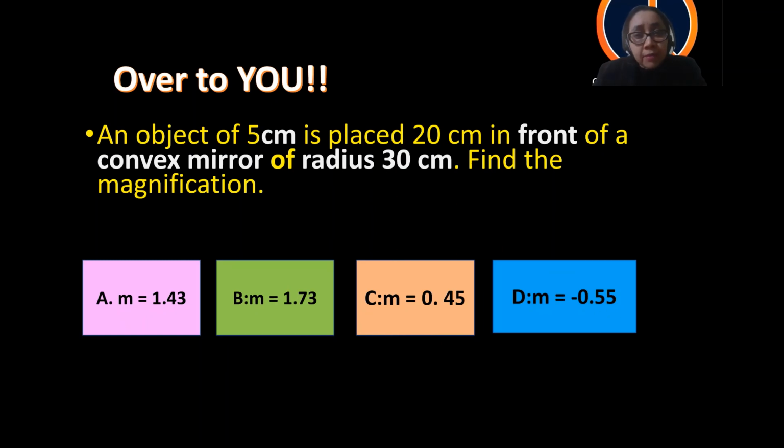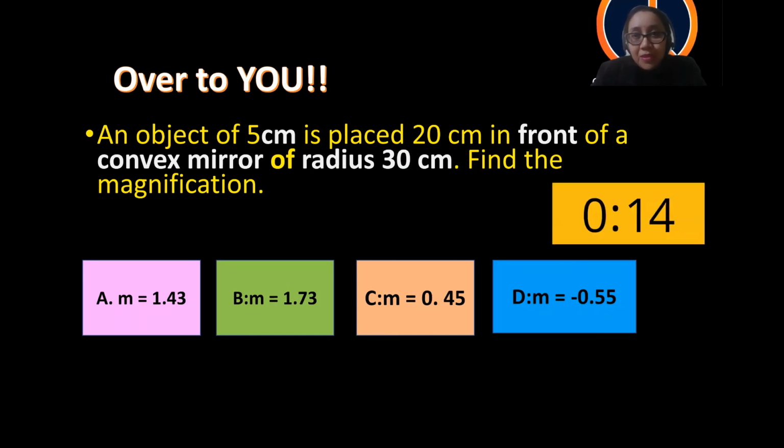And for convex mirror, think about the options, what type of image it forms, and also try to give it logically, like based on the given options. So your time starts now. Try to think logically without the ray diagram, though we'll cover it with the help of ray diagram within a couple of seconds.